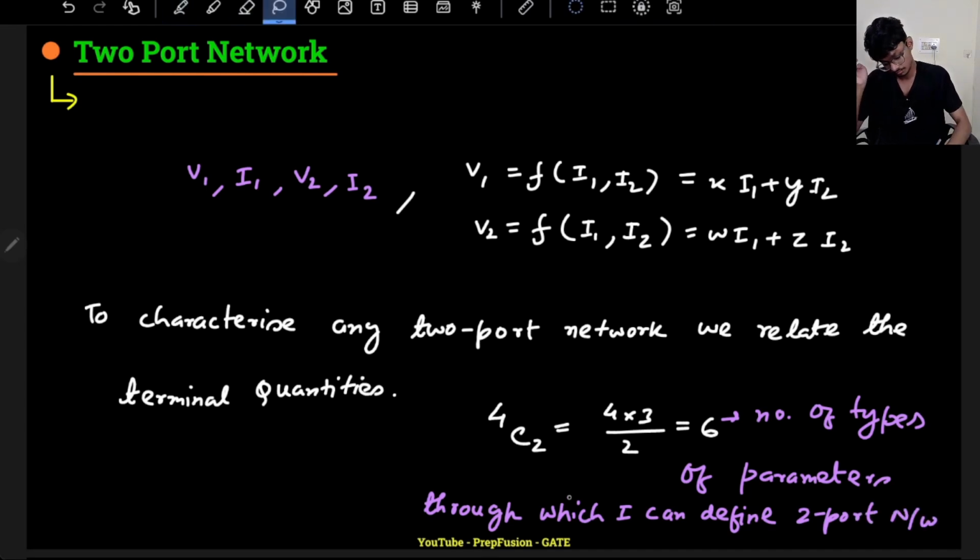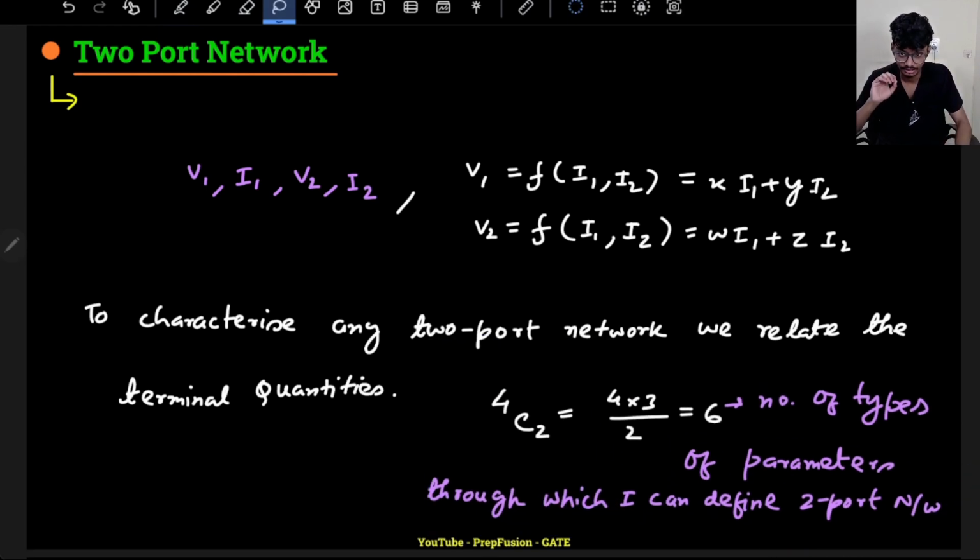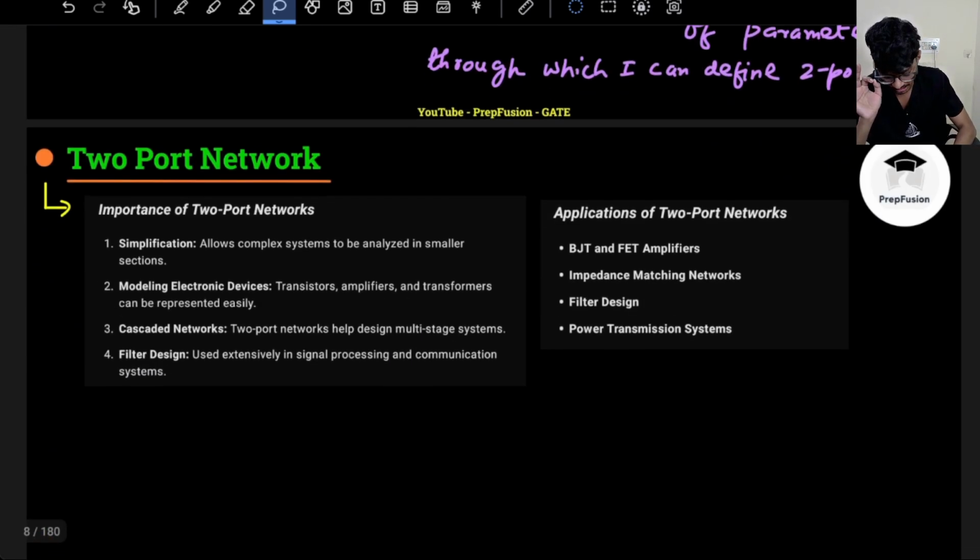Okay, so basically, this is the important point that you need to keep in mind. We will have a total of 6 kinds of parameters.